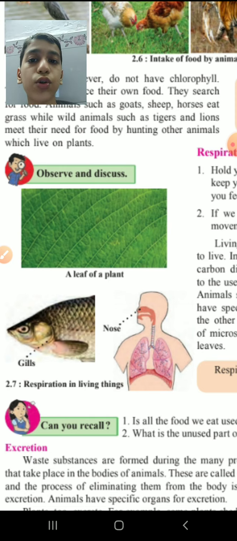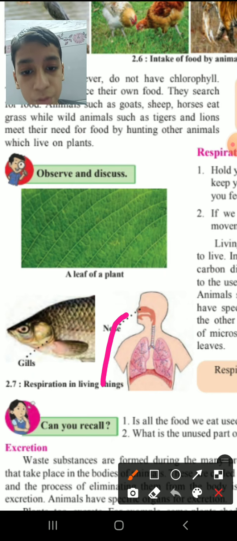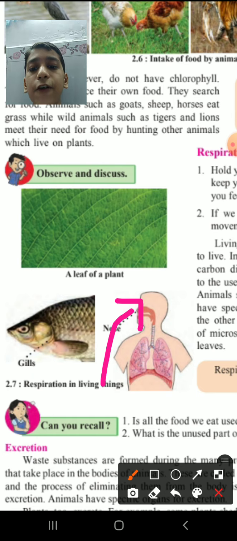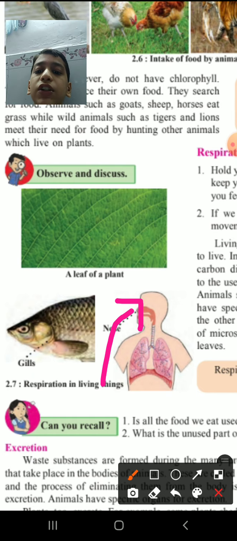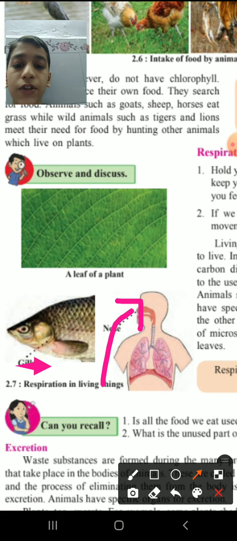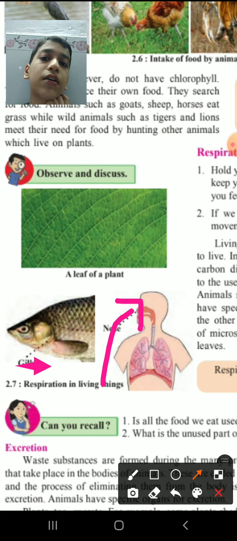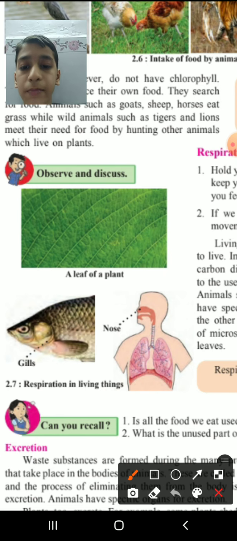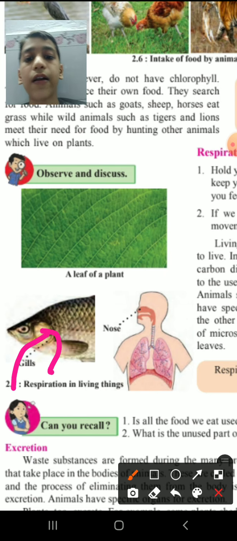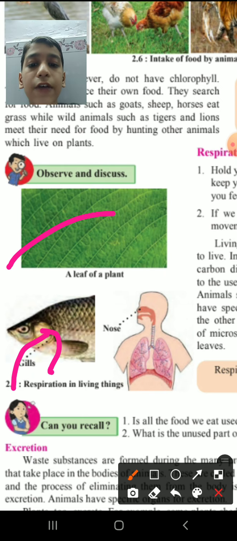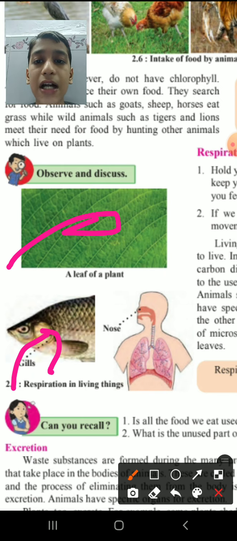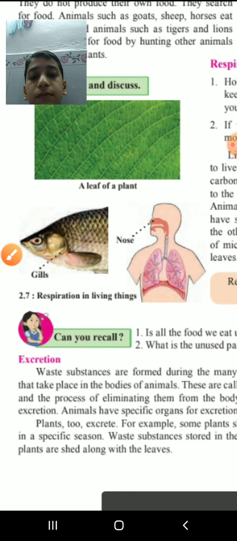From which organ do we take oxygen? Yes, from the nose we take oxygen. And from which organ do fish take their oxygen? Yes, from gills. And a leaf of the plant. From the leaf, plants take the oxygen. Can you recall?